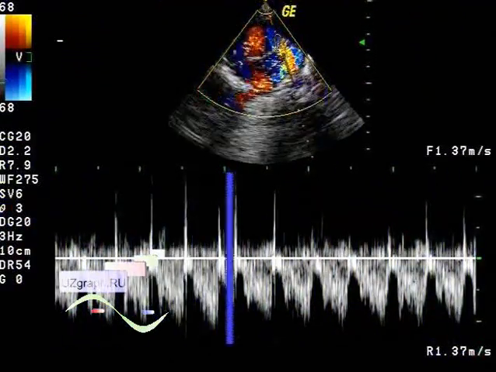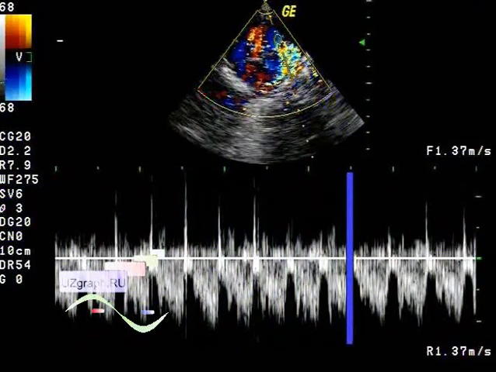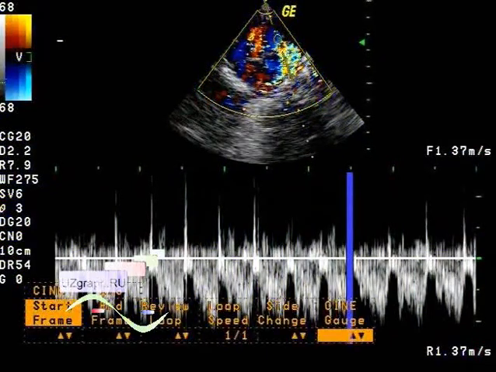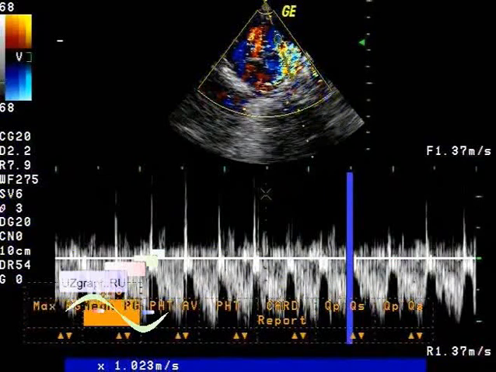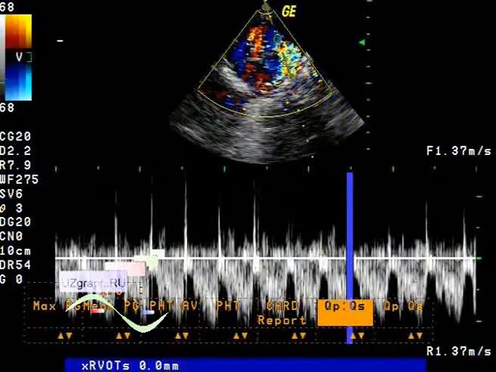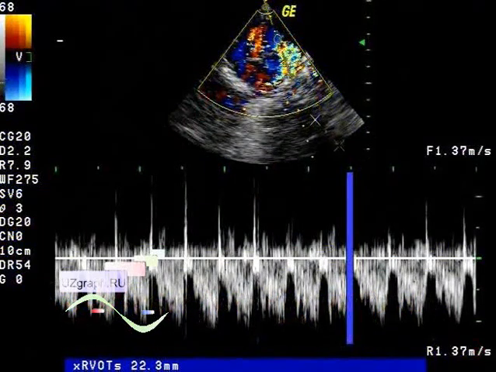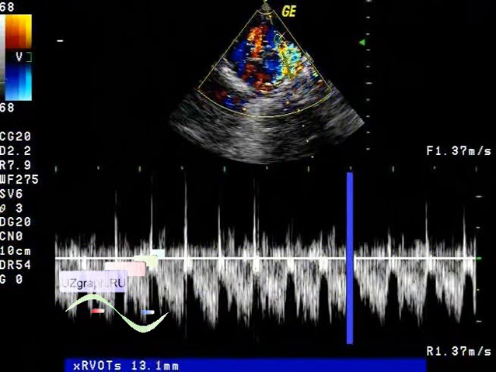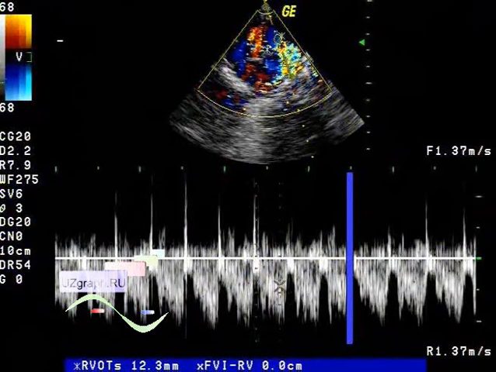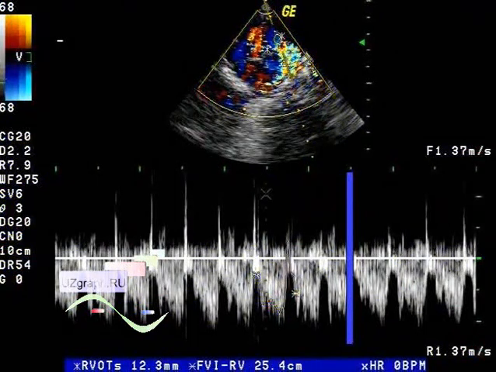And for this calculation we need two pairs of parameters. It's cross-sectional areas, which are calculated from diameters, and mean velocities or velocity integrals from the right and left ventricular outflow tracts. Mean velocity and velocity integral is a badly reproducible parameter because of tracing.